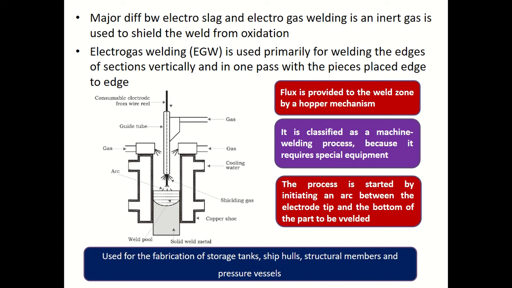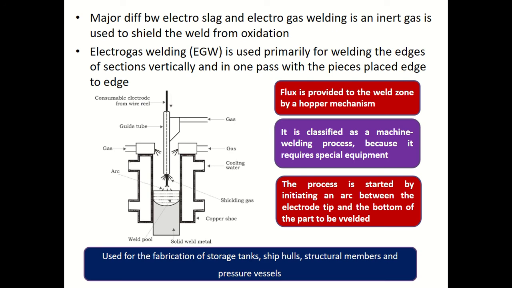Look at the schematic diagram which is shown. You can see the consumable electrode from the wire reel, which is passed through the guide tube to the weld zone. You can also see the shielding gas, which is provided through different ports, the cooling water which is circulated over the copper shoes, and the solid weld metal. As I mentioned, the flux is provided to the weld zone by a hopper mechanism.